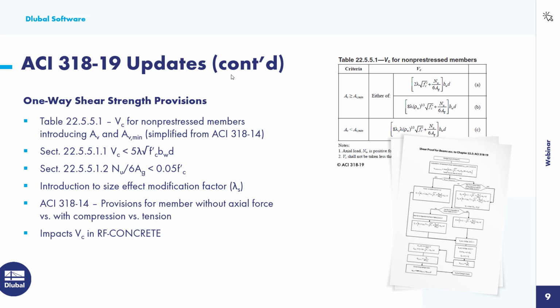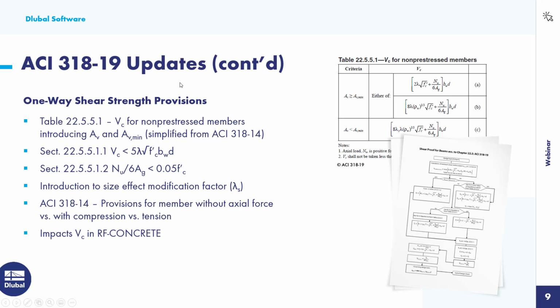One-way shear strength provision. This comes from Table 22.5.5.1. The concrete shear strength, Vc, for pre-stressed members has completely new equations here, where we have now introduced the minimum shear area. You can see that's in a criteria based on the table taken directly from the standard over here on the right. So this has been completely simplified from the ACI 2014.